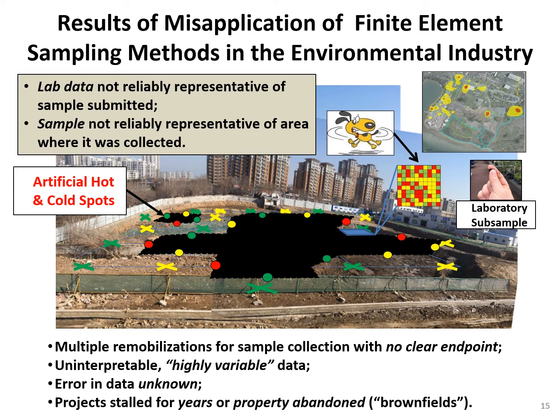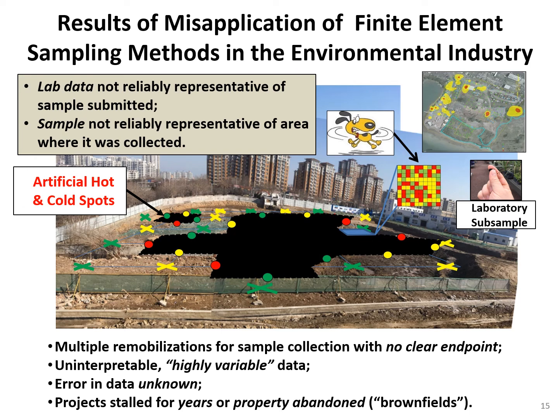So laboratory data are not reliably representative of the sample submitted, and the sample is not reliably representative of the area where it was collected. This is a huge problem in the testing of soils. The laboratory tests a different pinch of soil from the jar, they get a different number. You move your sample over in the field a few inches or a few feet, you get a totally different number, and it could be completely random. Maybe it's above your action level, maybe below.